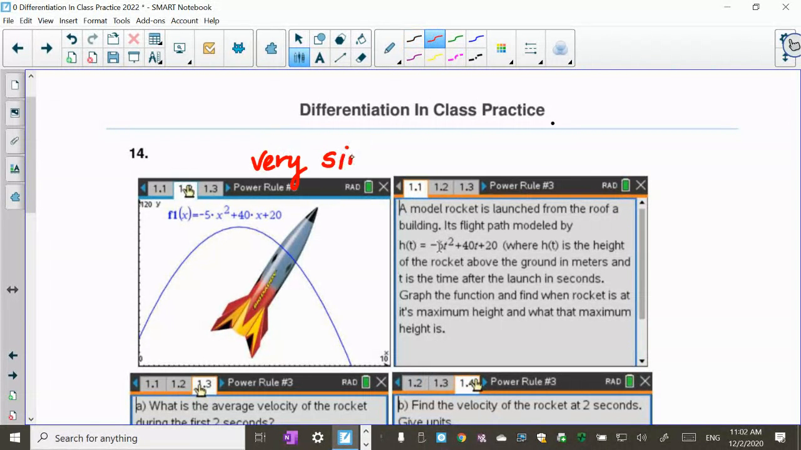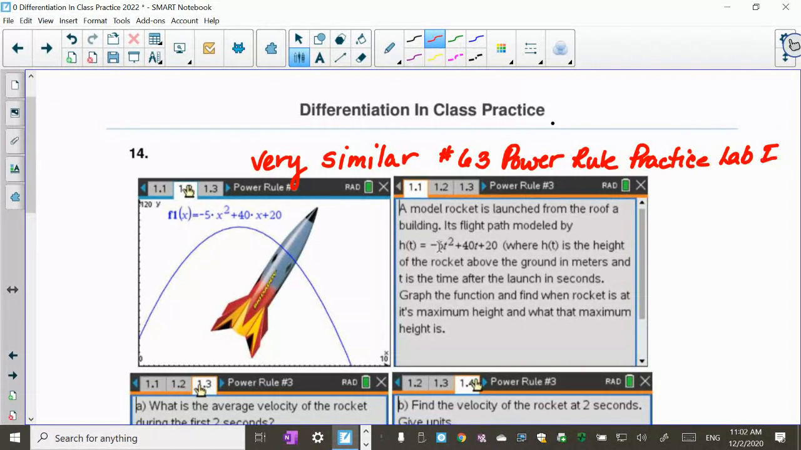to number 63 on our Power Rule Practice Lab 1 that we just did. I just wanted you to know that because this is very similar to that, and I wanted to make sure you're comfortable with all the work.